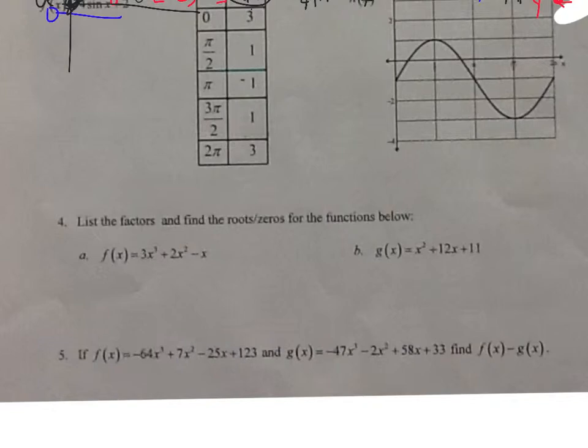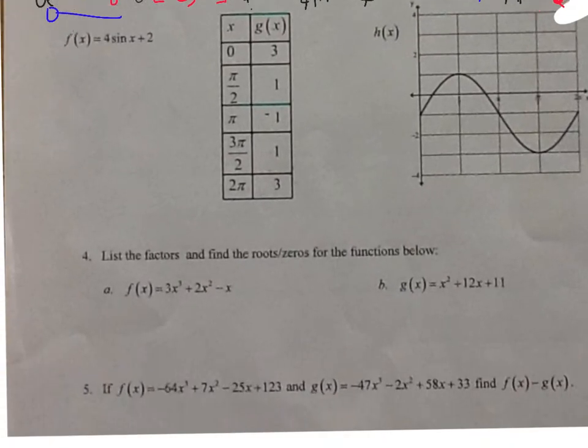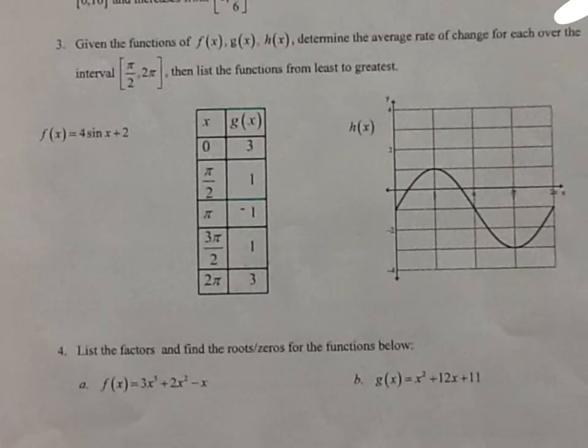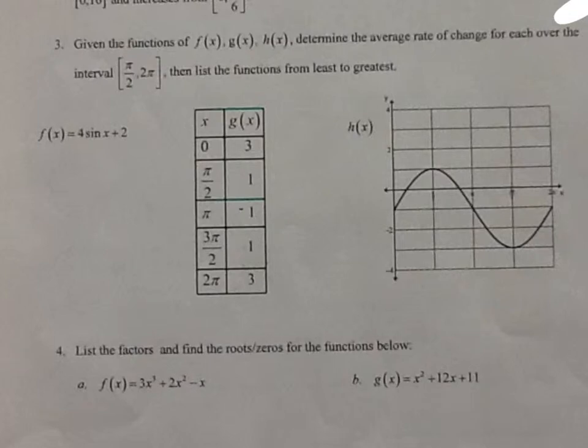So for number 3, we are given the functions f of x, g of x, and h of x. And we're looking to find the average rate of change. And here's the interval. Now remember, my interval are my x values. So I have an x value of pi over 2 and an x value of 2 pi. And I have function f of x, which is an equation, g of x, which is a table, and h of x, which is a graph.